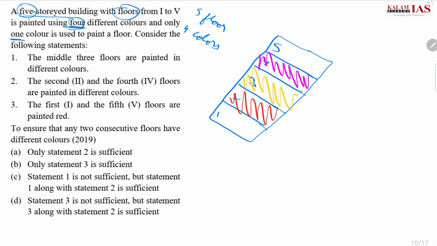Now we have to find what is needed to ensure that any two consecutive floors have different colors.